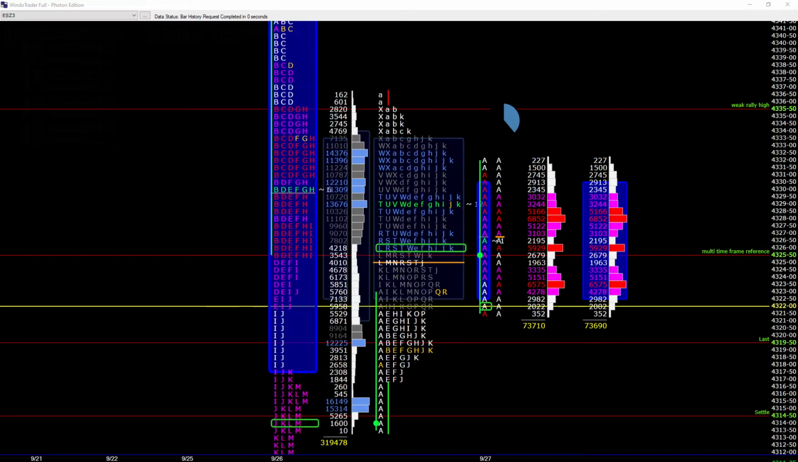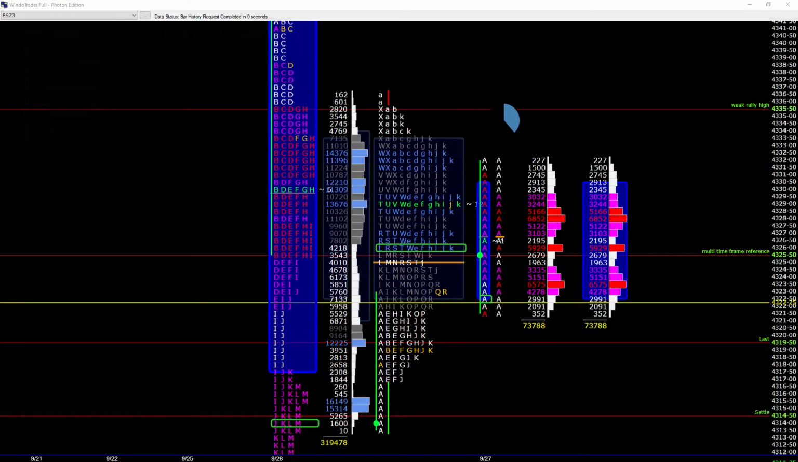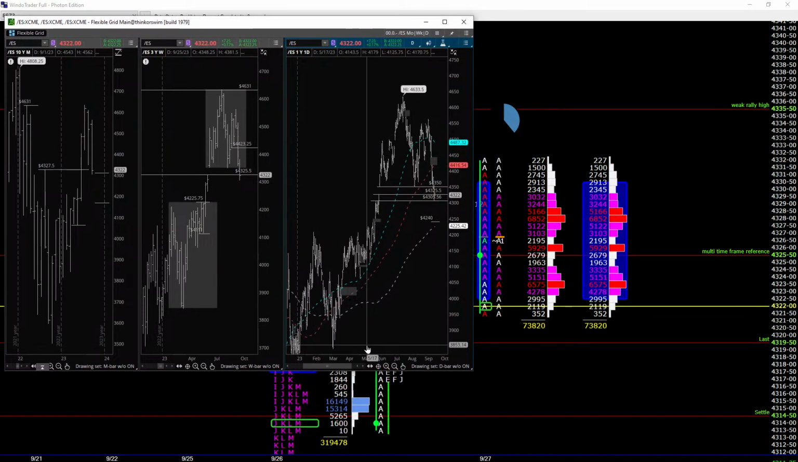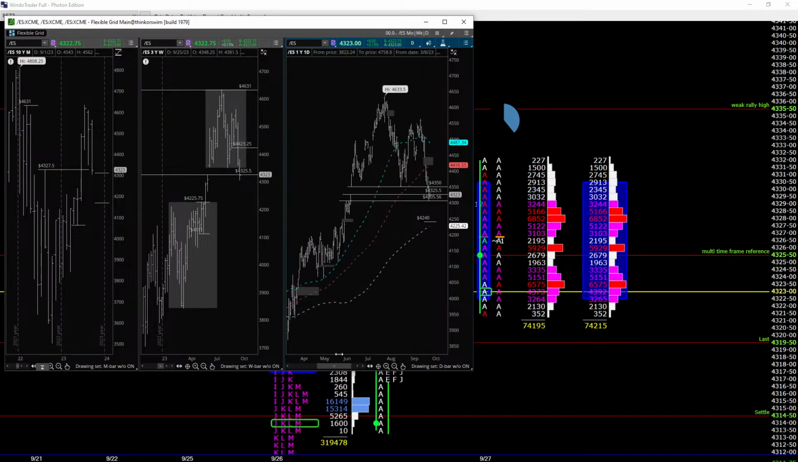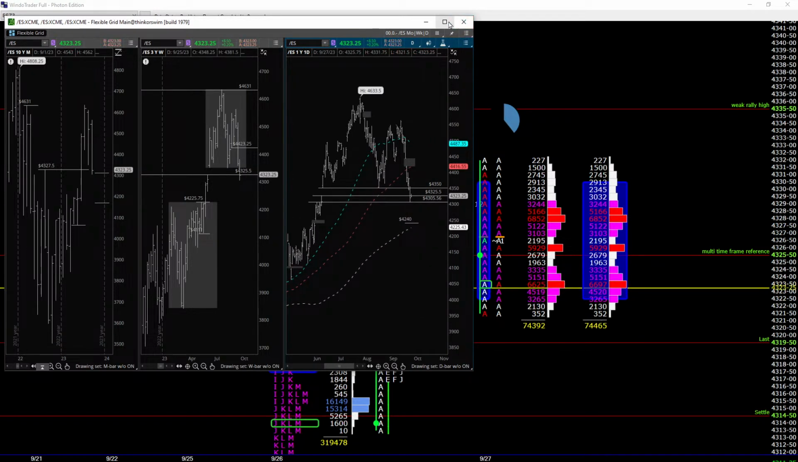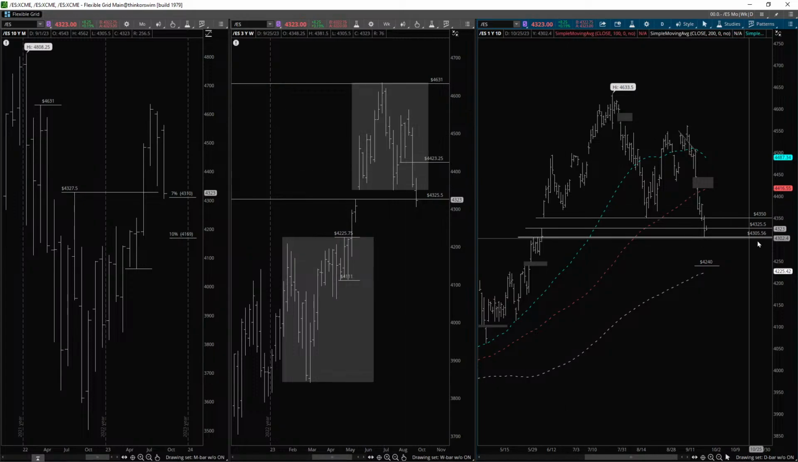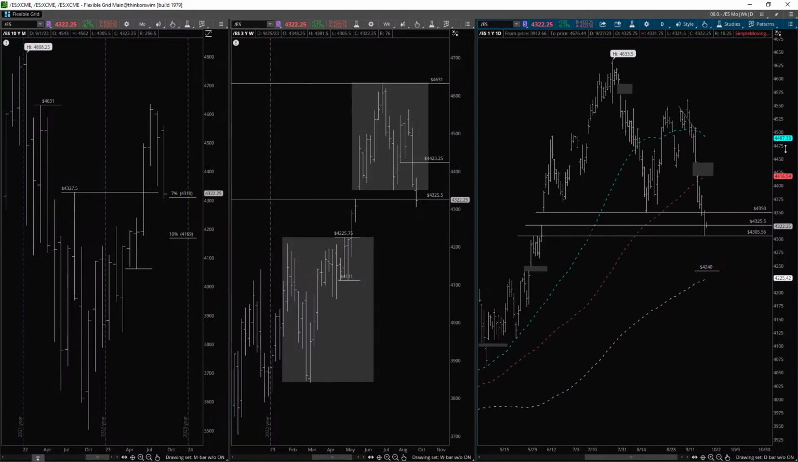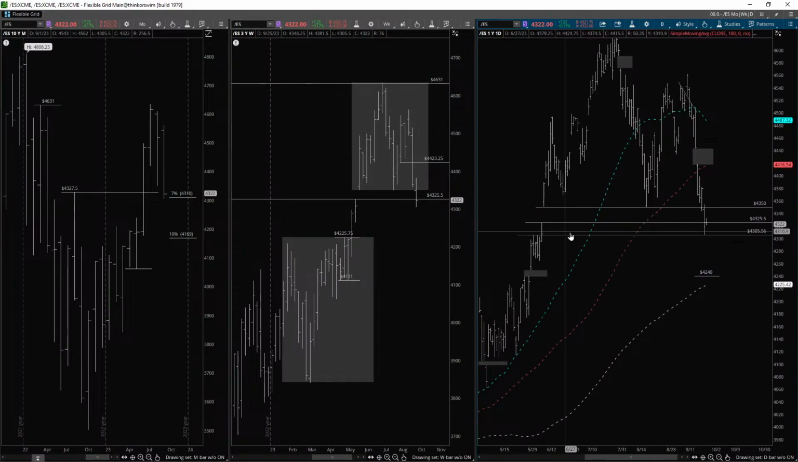Now we are having a counteraction to the overnight move. The odds are that we are having a counteraction now. Now you check your weekly, your bigger time frames. This is what you will see.